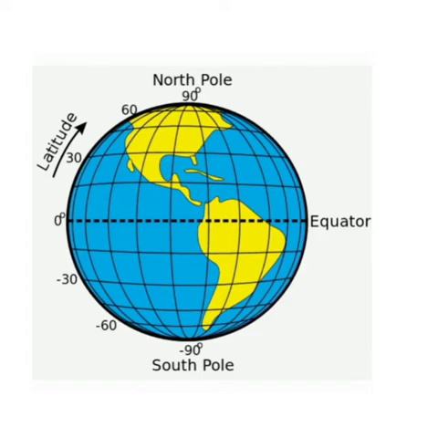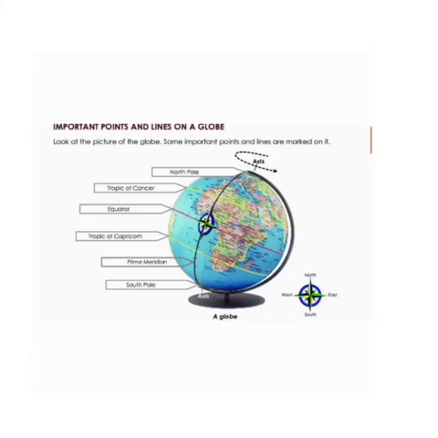The next important line is the equator. It is an imaginary line drawn around the middle of a globe to divide it into two equal parts of hemisphere. So to the north of the equator is the northern hemisphere. Below the equator, or to the south, is the southern hemisphere. And next, children, the equator is an imaginary line drawn halfway between the North Pole and the South Pole.